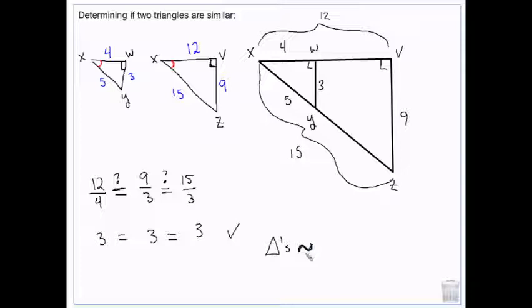So they both have X's? Yeah, because see how this is one big triangle here, and there's a little triangle inside of it? And this corner is the same on both.